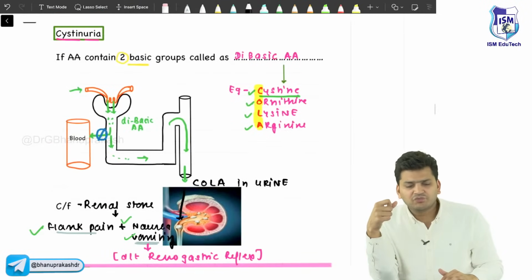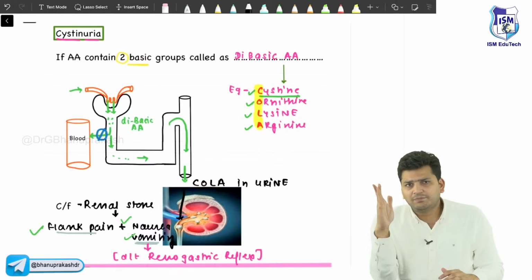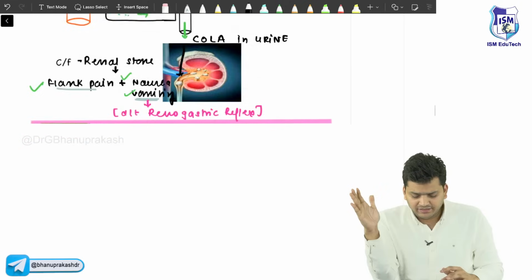Coming to cystinuria, cola in the urine is called cystinuria. The patient will present with flank pain.